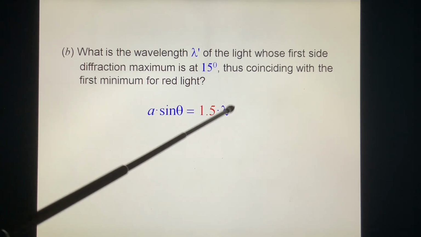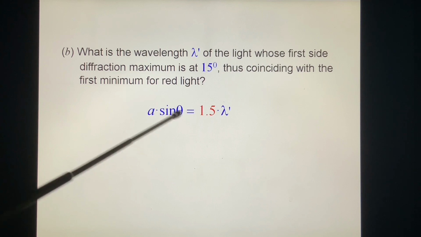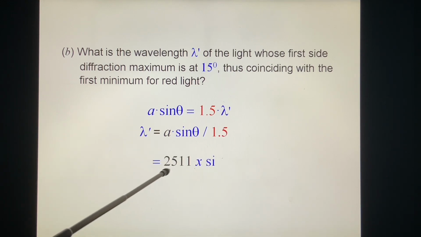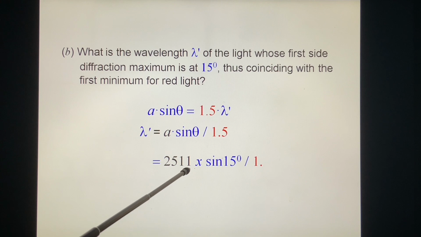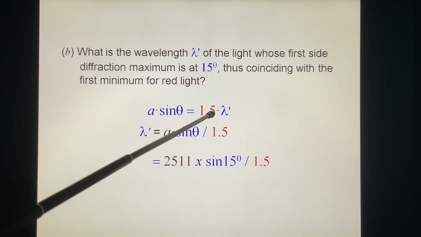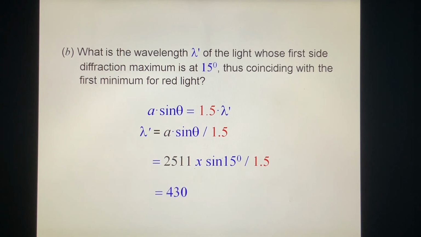So now we know this is 15 degrees. We know a, so we can find the lambda prime. That's very easy, tedious work. And put a as 2,500 nanometer, theta is 15, and this is 1.5 times lambda prime.